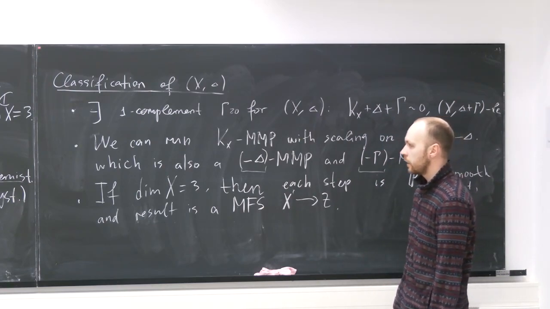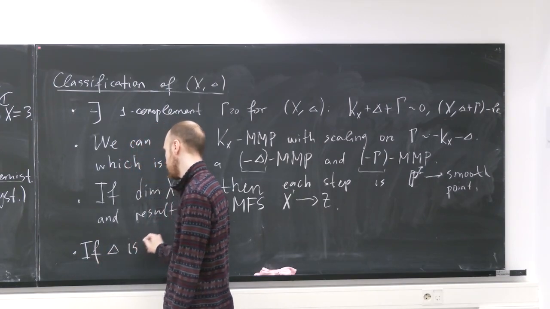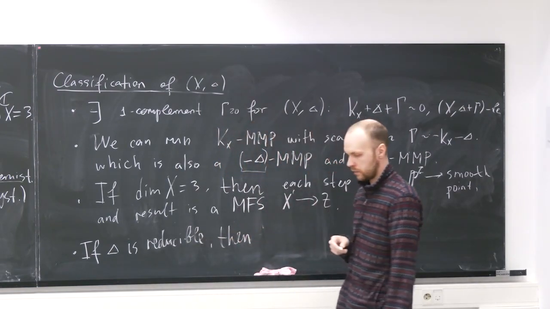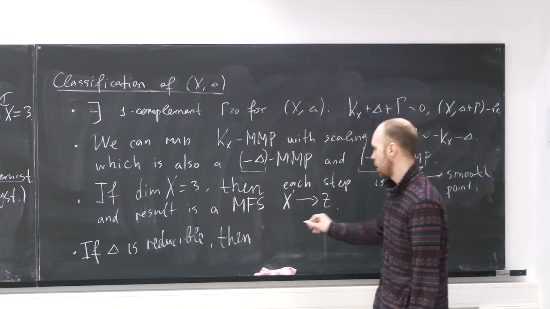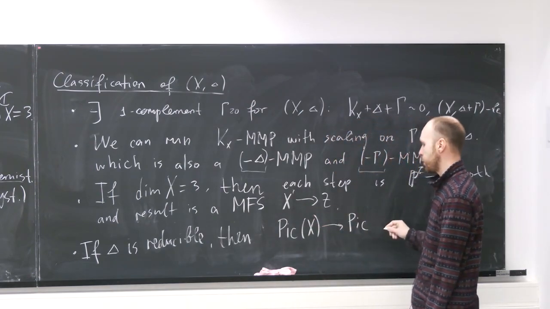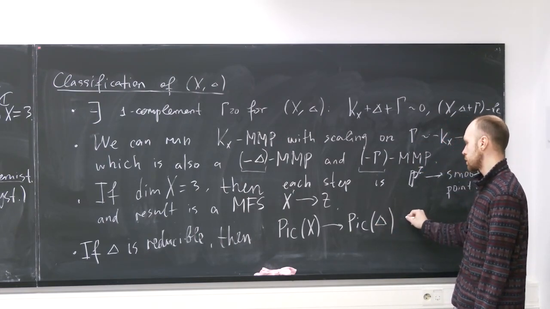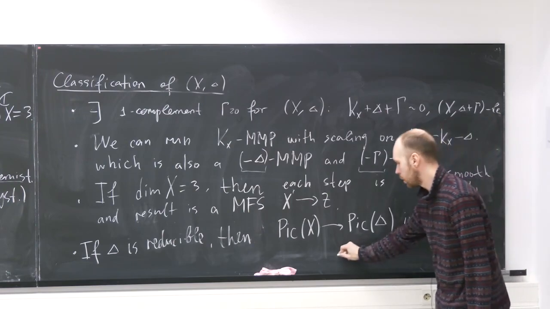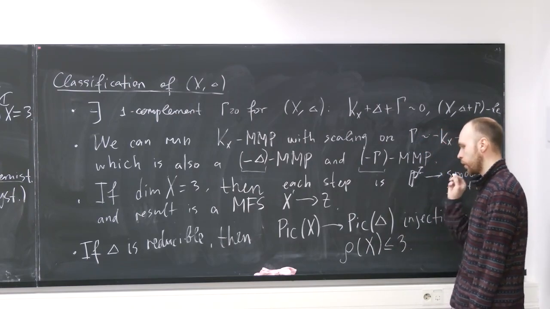Okay. Finally, if the boundary delta is reducible, then using the result of Fujita, we know that the restriction map from the Picard group of X to the Picard group of the reducible variety delta is injective, and consequently the Picard number of X is less or equal than 3.